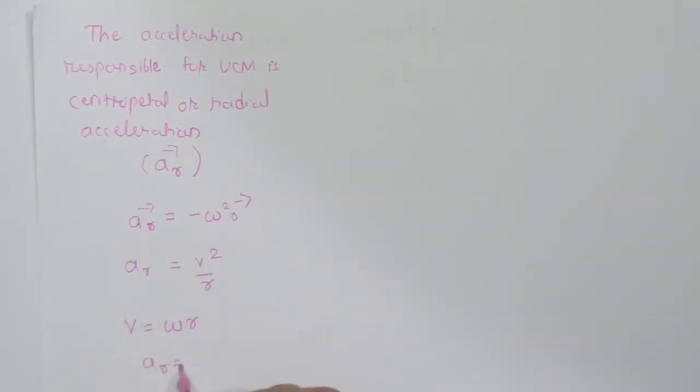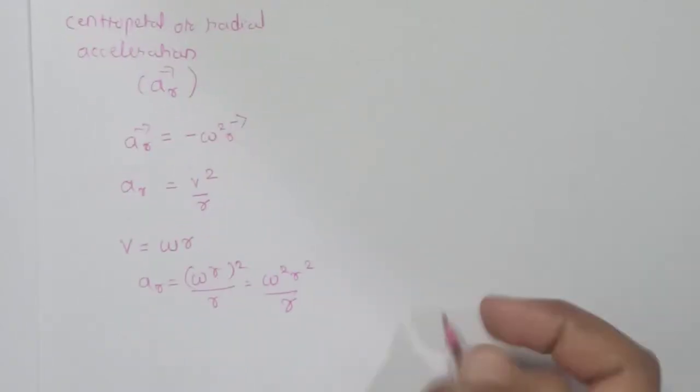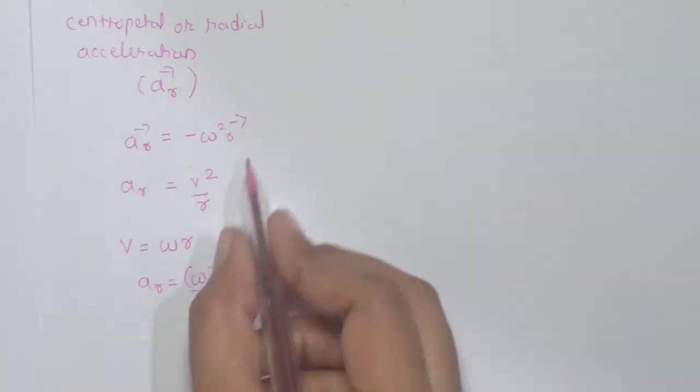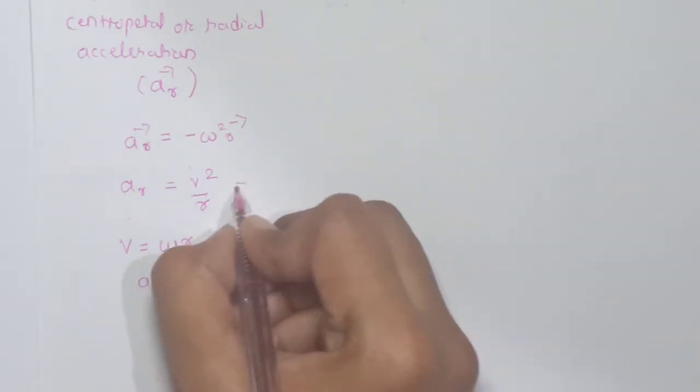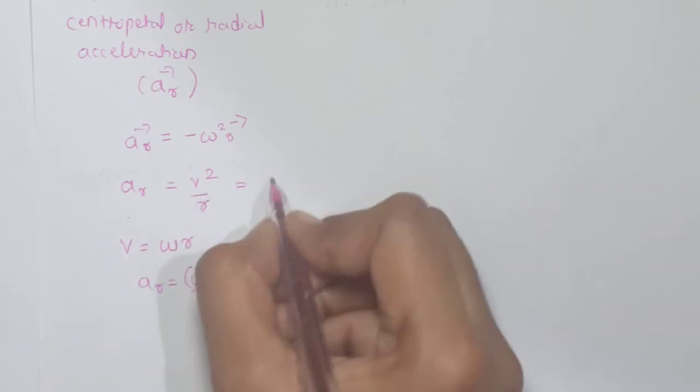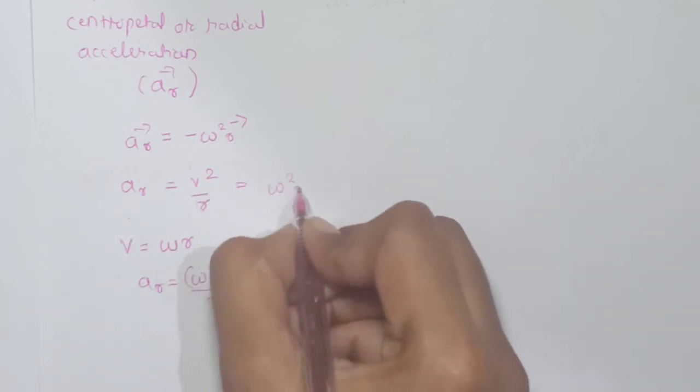Vector a_r is equal to omega r, bracket squared by r. So this will be omega squared r squared divided by r. One r will be cancelled. So you will get omega squared r, which is nothing but this relation. So in terms of magnitude, it is equal to v squared by r or omega squared into r.